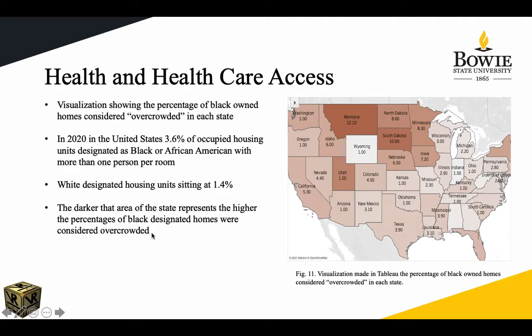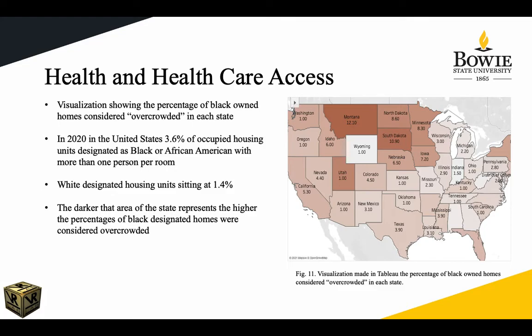This next one is just another visualization I made on overcrowded homes, but this one details specifically black designated homes. In 2020, in the United States, 3.6% of occupied housing units designated as black or African American had one or more than one person per room. So if there was more than one person per room, then it was classified as an overcrowded home, basically. White designated housing units sat at 1.4% as far as them being overcrowded.